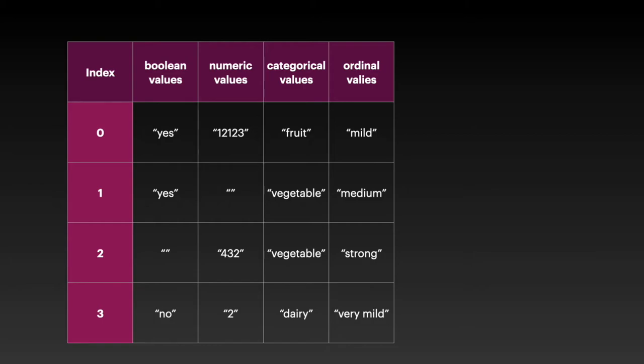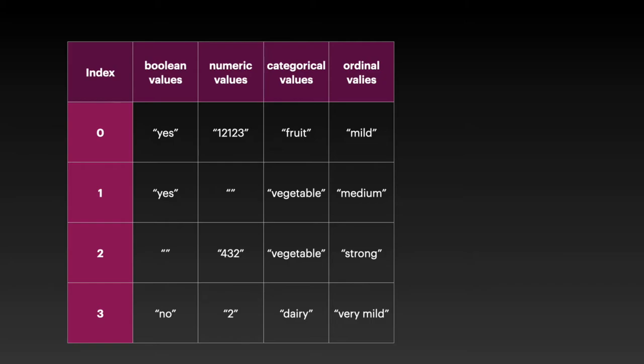So the goal of parsing the JSON is to come up with a pandas data frame. A pandas data frame is basically a two-dimensional array or a spreadsheet of sorts, which has a bunch of columns and rows. Rows being the index here, 0, 1, 2, 3, and the columns can contain all types of values. Now here we have a Boolean value, which is yes or no, numeric values, categorical values, and ordinal values. Categorical value is something like type of food, and ordinal value would be the spiciness, or the strength, for example. I'll explain that in a little bit greater detail.